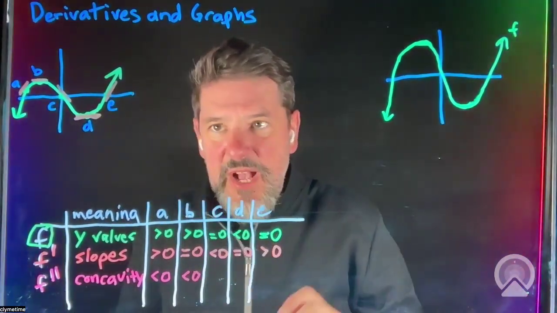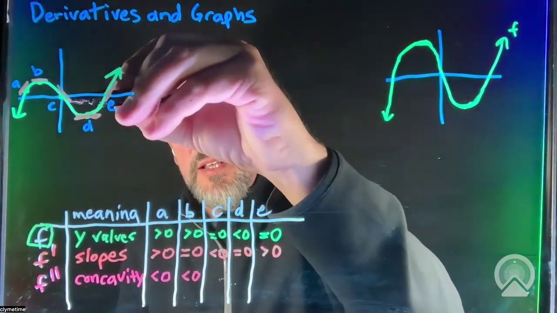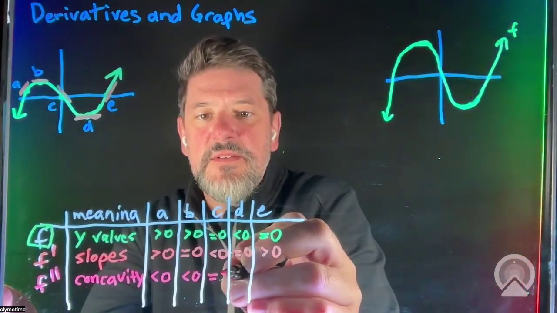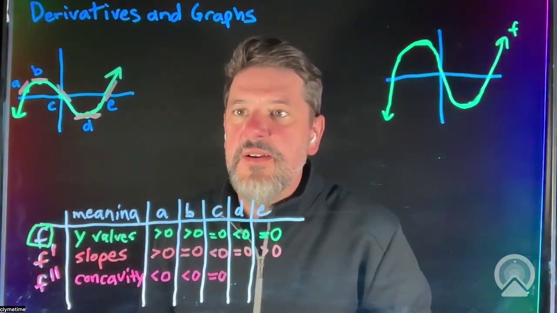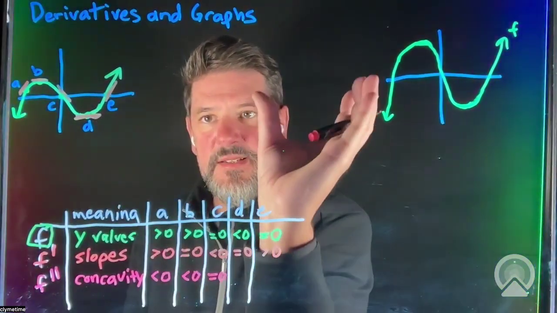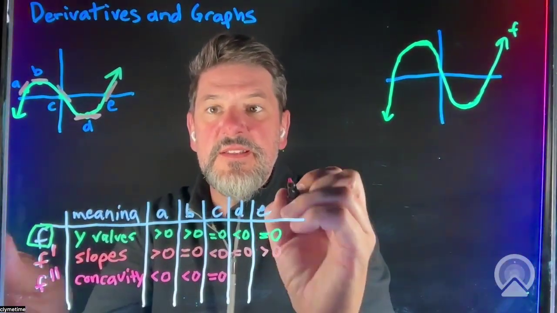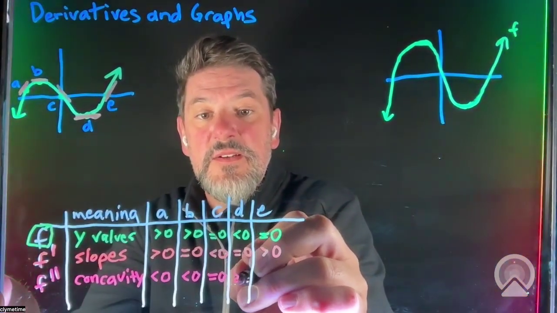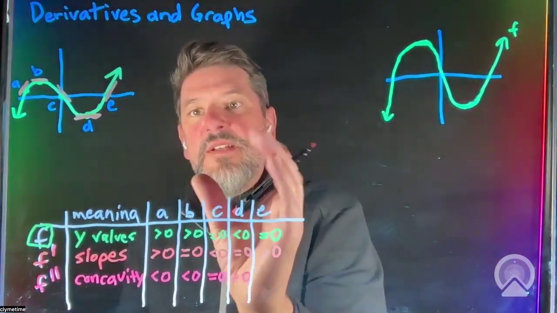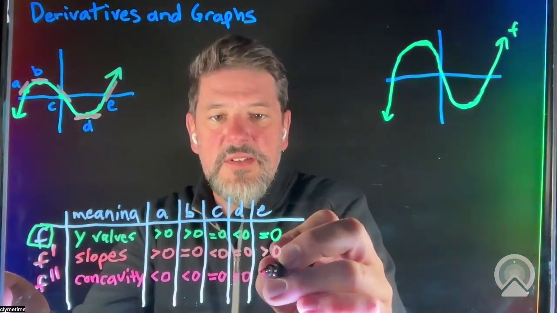At C is possibly the point where it switches from concave down to concave up. And so I'm going to say f double prime equals 0 here because I think it's switching concavity there. At D, it's part of this bowl that's facing up. So therefore, it is now concave up, which means it's greater than 0. And then finally at E, it's also part of this bowl where it's concave up, so it's greater than 0.